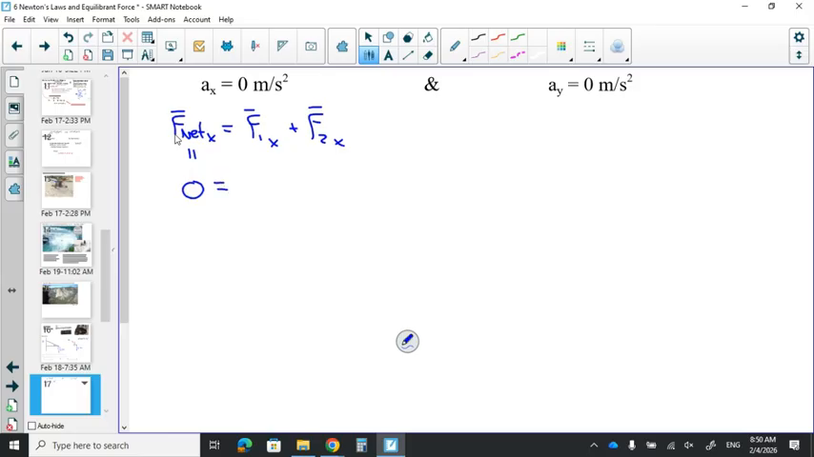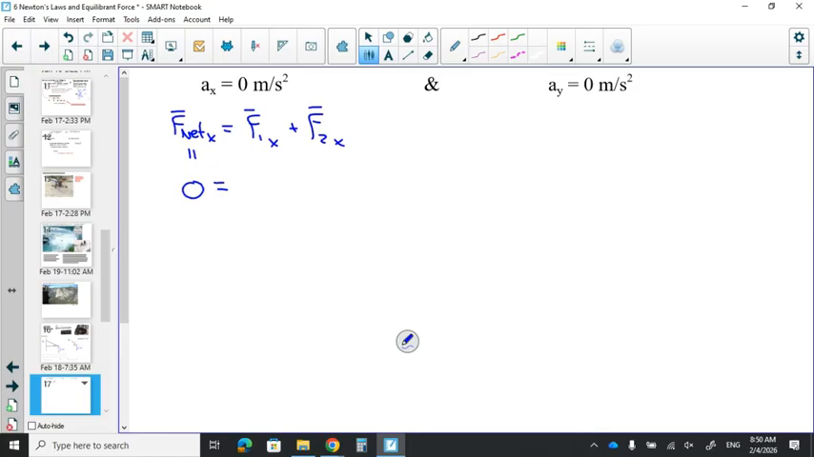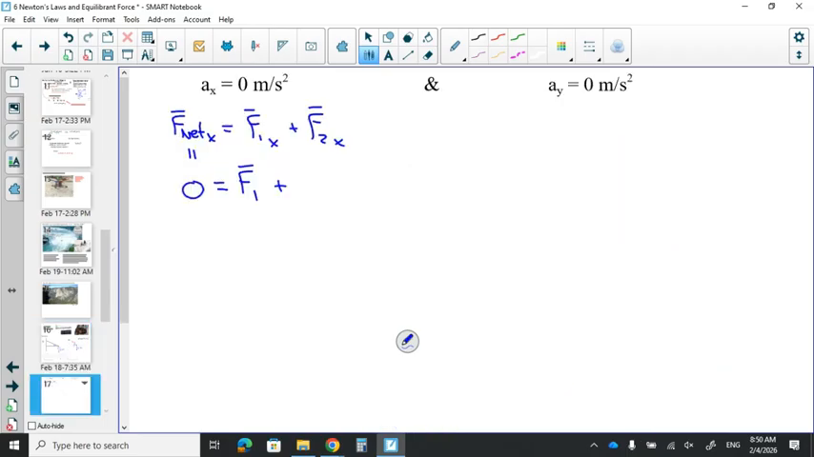And then if we look back at our free body diagram, we can see that the x component of F1 is, well, it's all x, right? So we can just say F1 itself. And then F2, we're just going to look at and say, okay, well, F2x would be cosine 35. So it's going to be F2 cosine of 35.